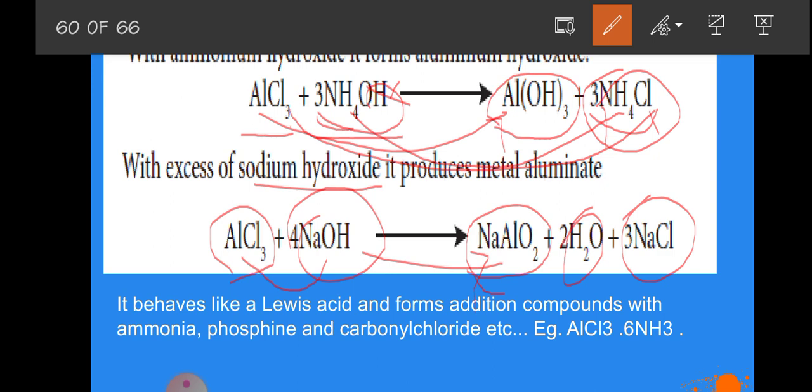So it behaves like a Lewis acid and forms addition compounds with ammonia, phosphine and carbonyl chloride. So these are the examples we have shown.